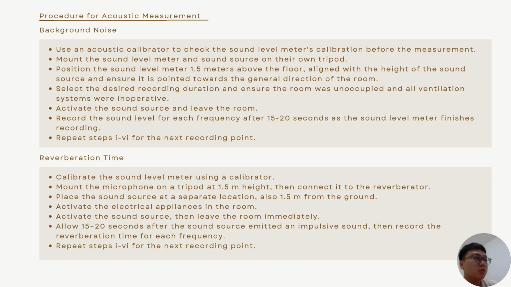This is the procedure for acoustic measurements for background noise and reverberation time. I will explain the reverberation time first. Calibrate the sound level meter using the calibrator, mount the microphone on a tripod at 1.5 meter height, then connect it to the reverberator. Place the sound source at a separate location, also 1.5 meter from the ground, activate the electrical appliances in the room, activate the sound source, then leave the room immediately because it is quite noisy.